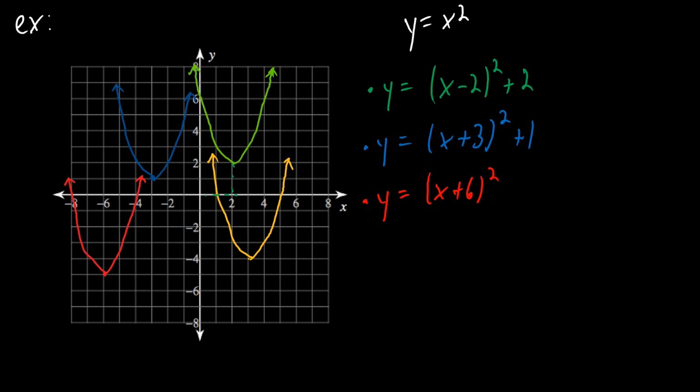And shifted downwards 5. How about this orange graph in quadrant 4? It's been shifted to the right 3 and down 4. Okay. Hopefully that makes sense for everybody. Let's move on.